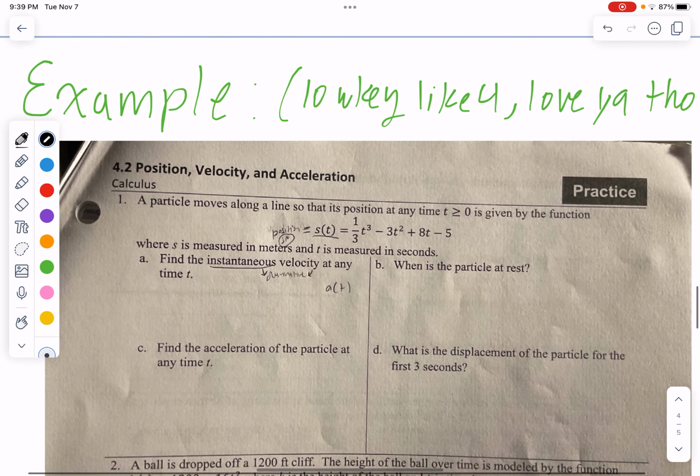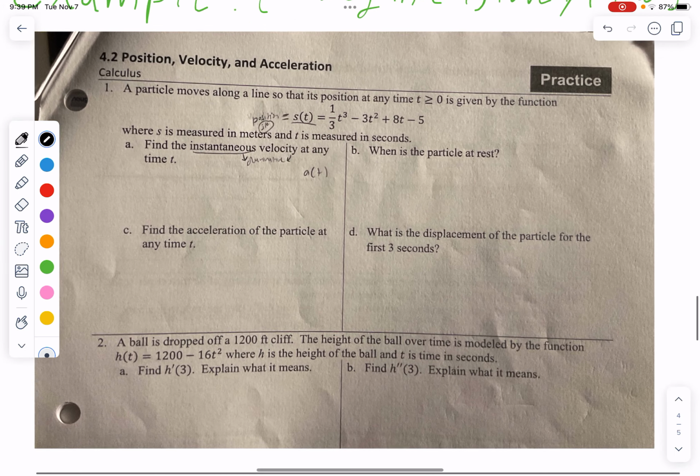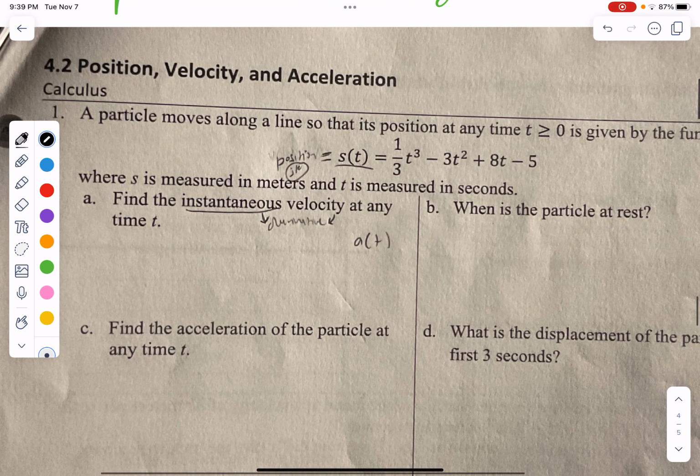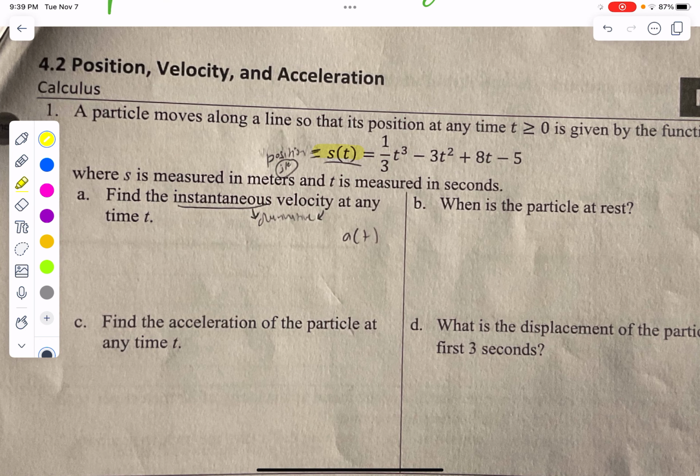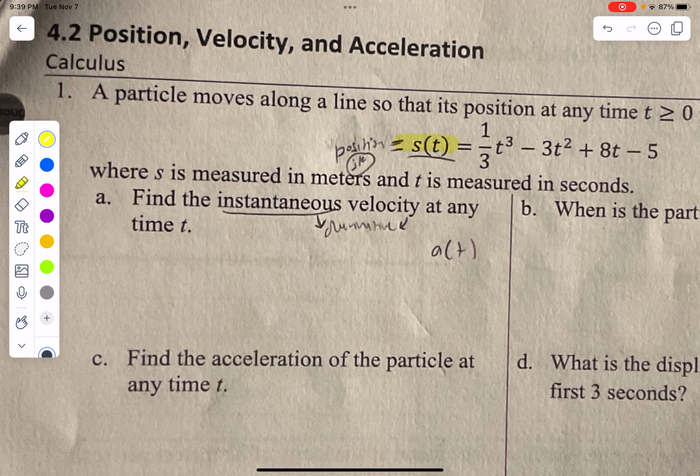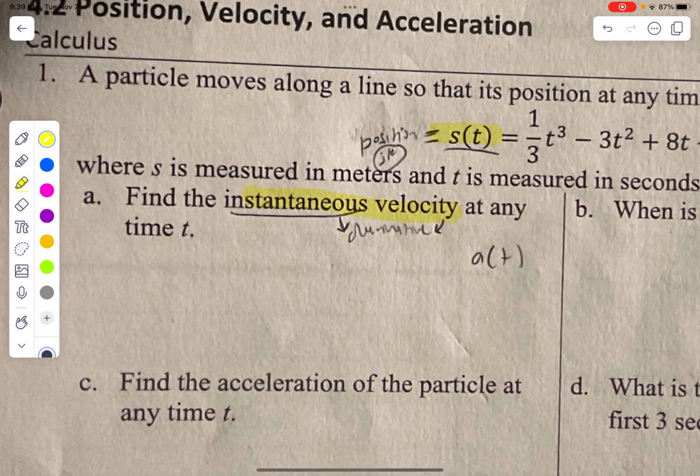All right, now we are moving on to our lovely example. Here we have s of t, and we know that s of t is position. It says a particle moves along a line so that its position at any time greater than 0 is given by the function here, where s is measured in meters and t is measured in seconds. Find the instantaneous velocity at any time t.